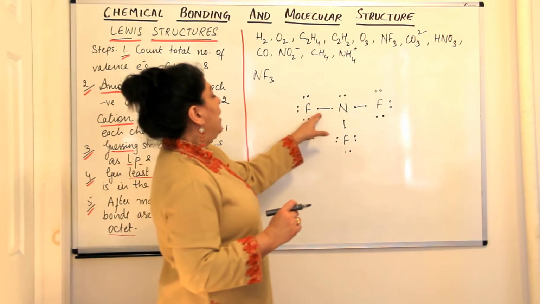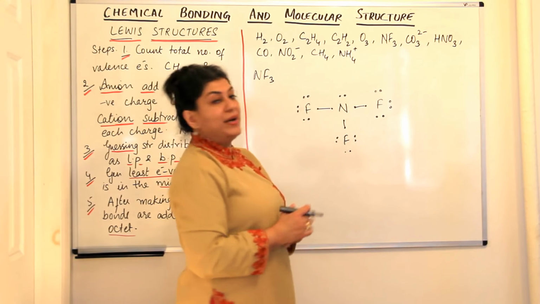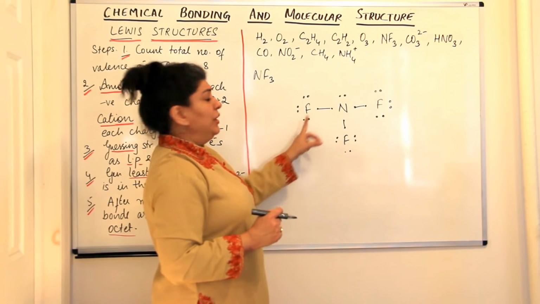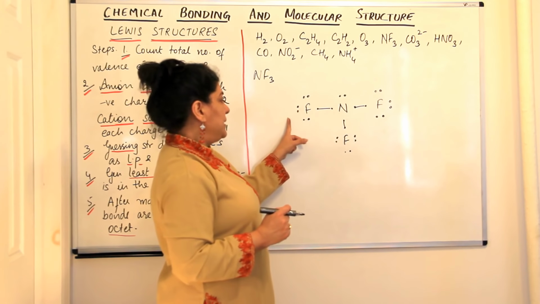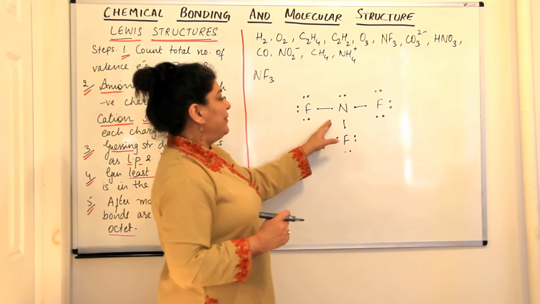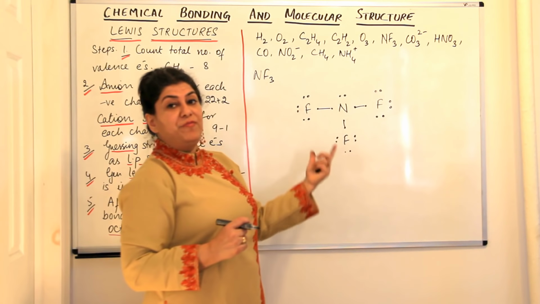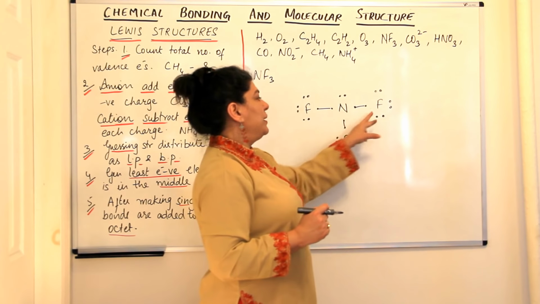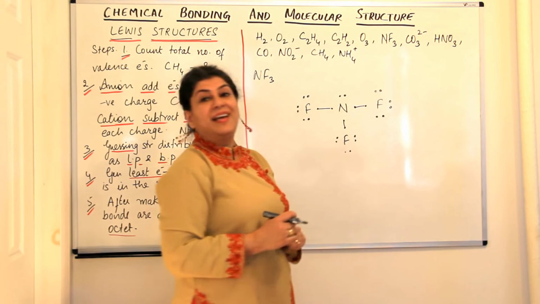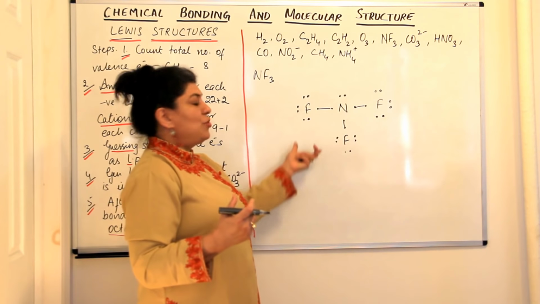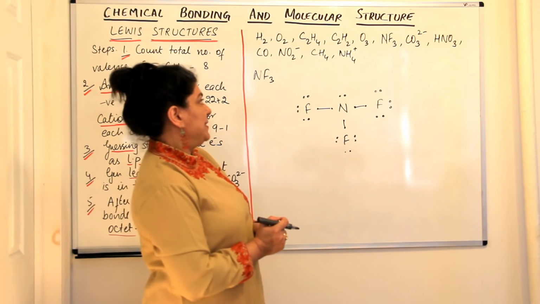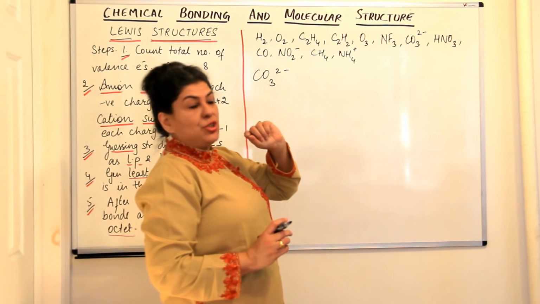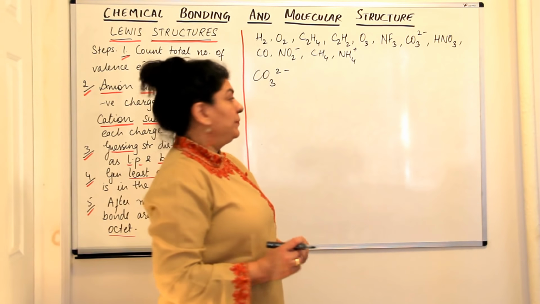Every fluorine, after forming one bond, has 3 lone pairs of electrons, but it had 7 electrons of its own, it made a bond and got 8 electrons. Nitrogen had 5 electrons of its own, made 3 bonds, 5 plus 3, 8, and every fluorine has 7 plus 1, 8. So the octet of all the atoms is completed. So that was NF3.